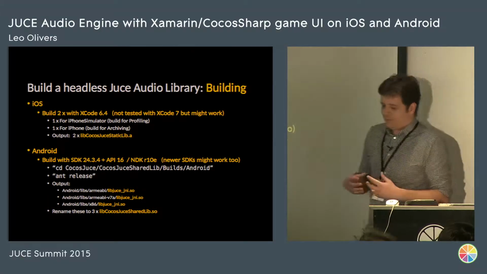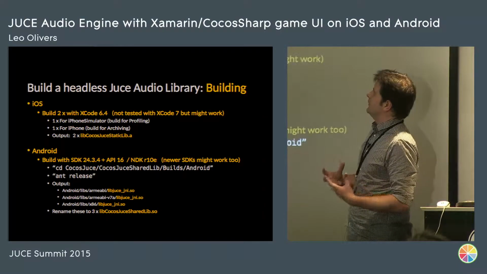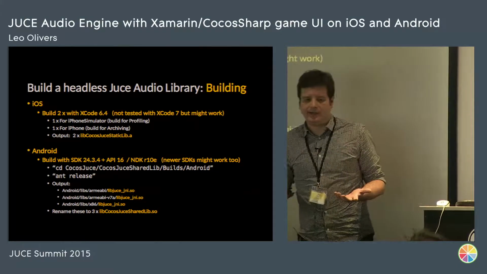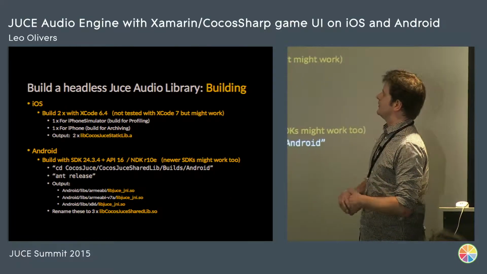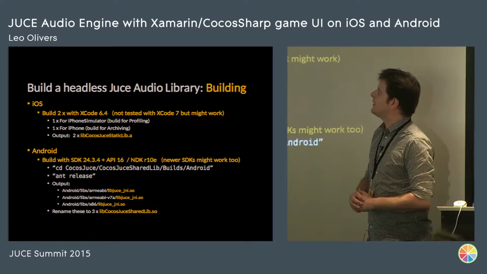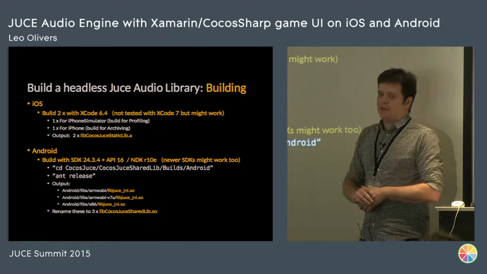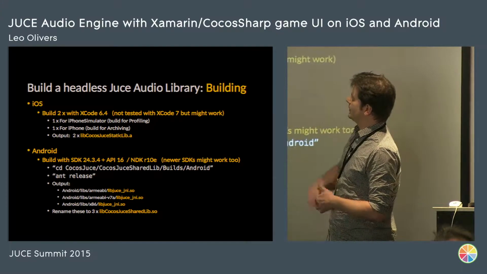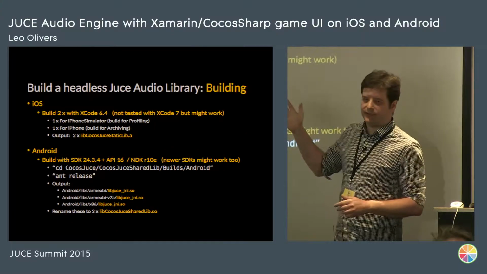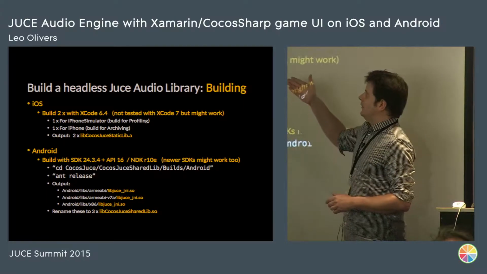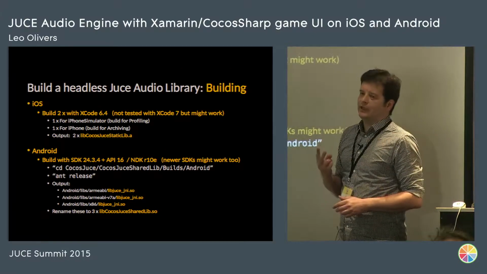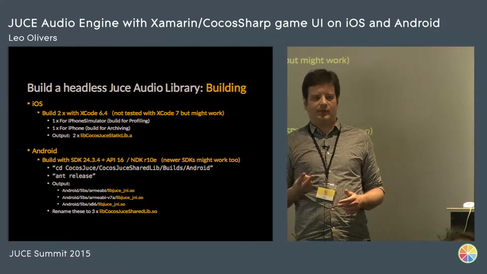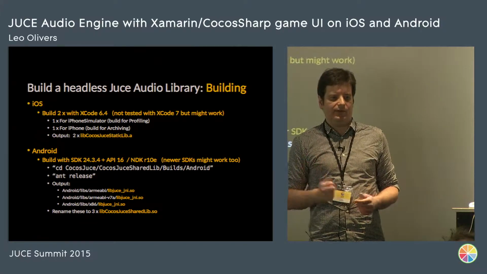Okay, once we have written the code, then we need to build it, to compile it and link it in the case of the Android shared library. This is just a regular way of doing it. So on iOS, you build with Xcode. I used Xcode 6.4 for my sample. And on iOS, you will then end up with two static libraries, one for the simulator and one for the iOS device.